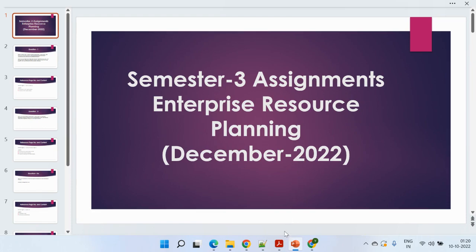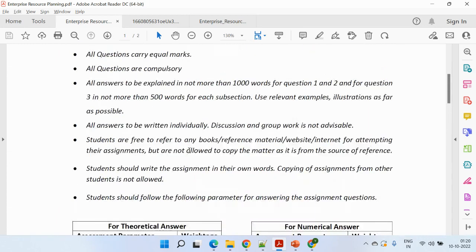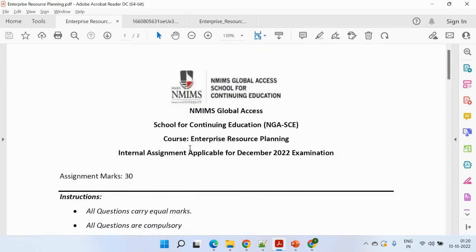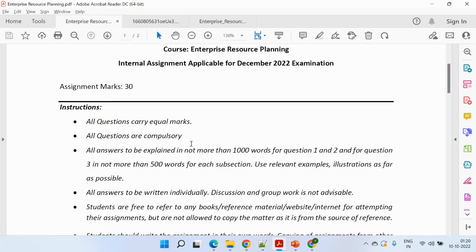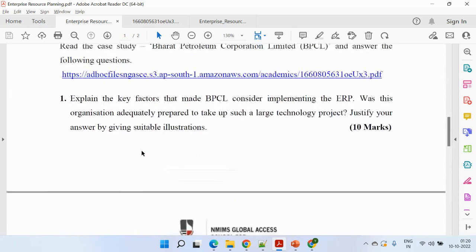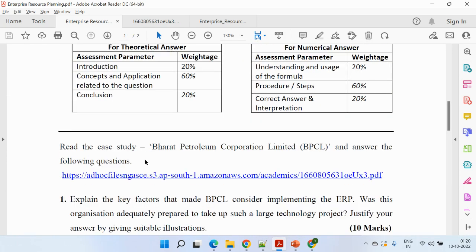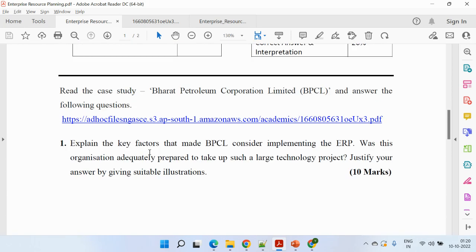Now quickly coming to the assignment, you can just download this assignment PDF from your NMIMS portal, going to the exam and then assignments link, so you will be able to download this PDF file. So they have three questions. This subject is a little bit different from the other subjects. Why? Because in this case we are provided a single case study which is applicable for all the three questions. Basically the first and second questions, and the third is a generic question.